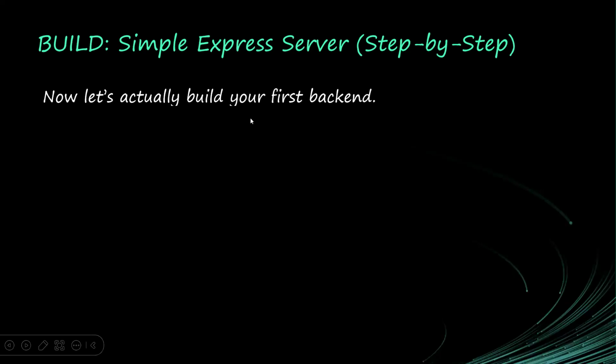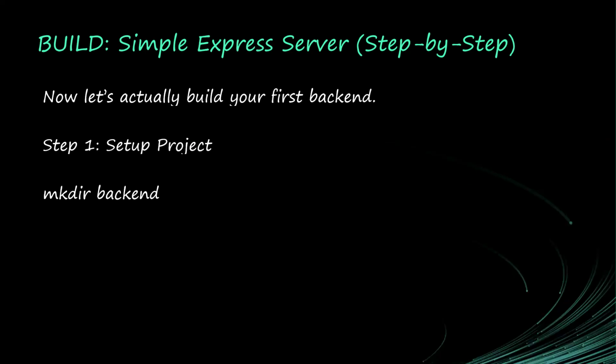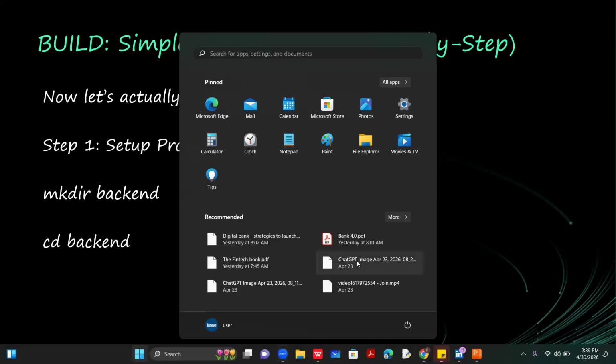So now let's actually build your first backend server, if that's your first actually. So first thing first, you have to set up your project. So you create a folder and initialize it. Okay. So the first thing we are going to do now is we are going to create a folder called backend, call it anything, call it backend. Then we would do cd backend. Okay, let me just show you. Let me not talk too much.